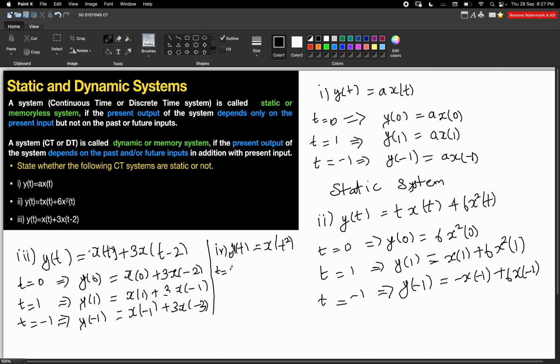For t is equal to 0, y of 0 equal to x of 0. For t is equal to 1, y of 1 equal to x of 1. If you just conclude with these two values of t, it seems like a static system because the present output depends only on the present input. The present output for t is equal to 1 also depends only on the present input x of 1. Let us check with t is equal to minus 1.